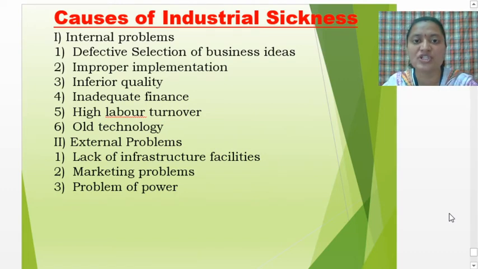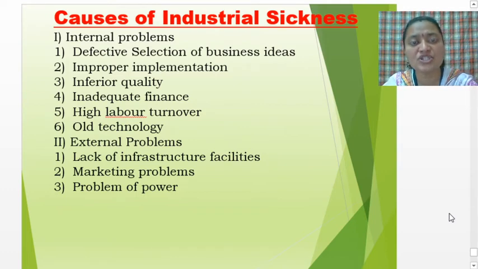Now let us understand which are the internal problems. First one is defective selection of business idea. These internal problems are within the organization. Defective selection of business idea means, suppose the entrepreneur doesn't have enough business ideas, or he fails in choosing the right ideas. Then that is the reason for a sick unit or sickness being caused.